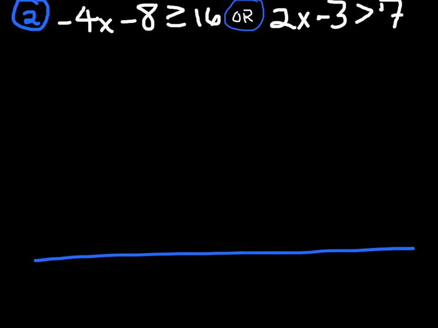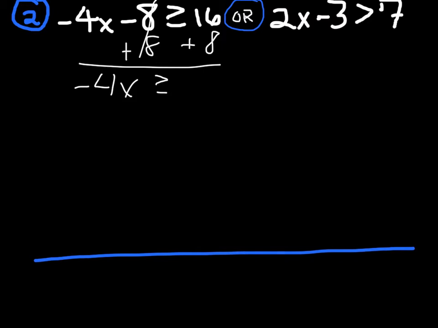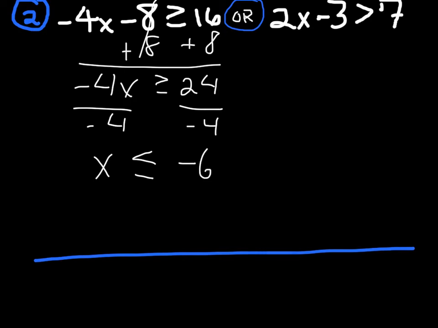This one says negative 4x minus 8 is greater than or equal to 16. So let's just worry about that part for now. To get our x by itself, we need to add 8 to both sides. We'll have negative 4x is greater than or equal to 16 plus 8 is 24. Divide by negative 4 on both sides. On this I'll have x, and since we divided by a negative, I have to flip my sign. It's less than or equal to now. 24 divided by negative 4 is negative 6.